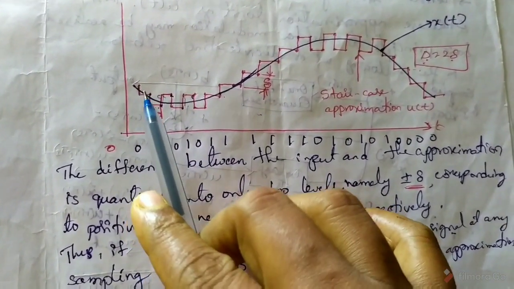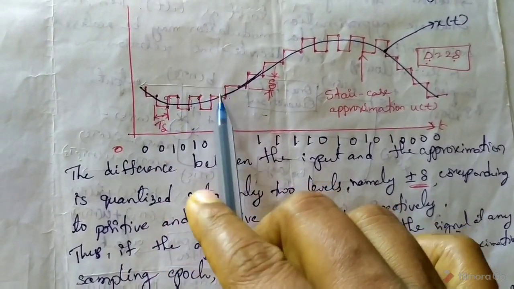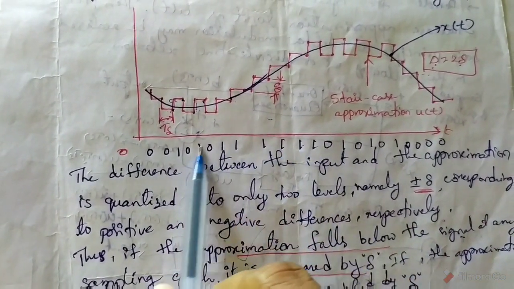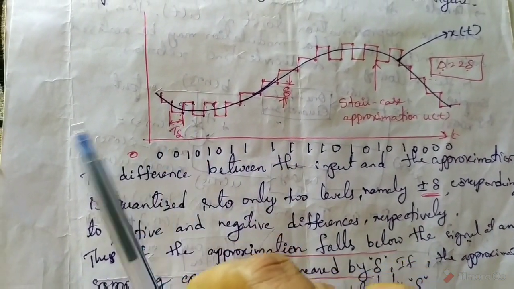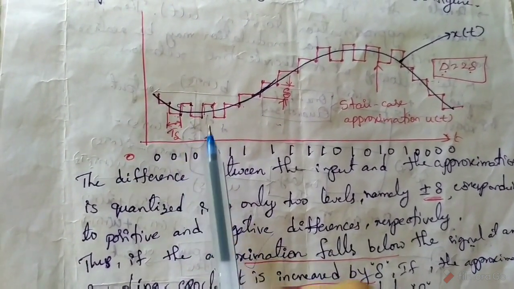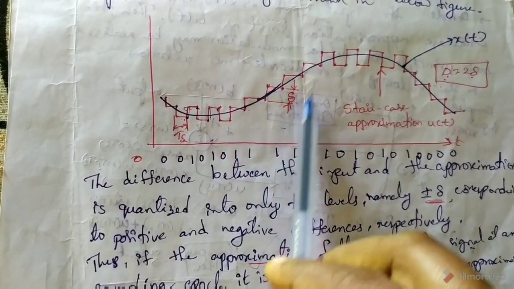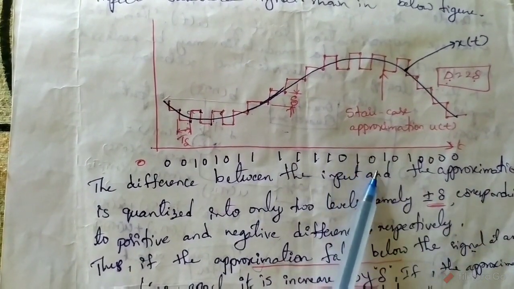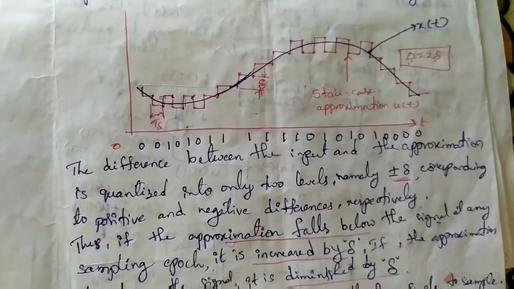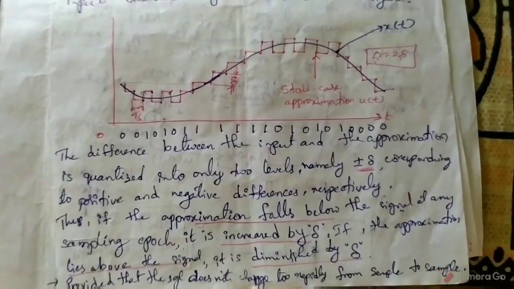See here, decrease means we will represent as 0, increase means we will represent as 1. Likewise, we will write the bits here. Decrease 0, decrease 0, increase 1, decrease 0, increase 1, decrease 0, increase 1, increase 1, increase 1, 1, 1, decrease 0, 1, 0, 1, 0, 1, all zeros decreased. So this is about the staircase approximation of the delta modulation.